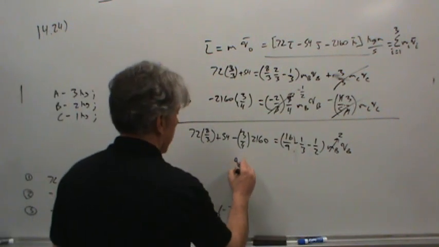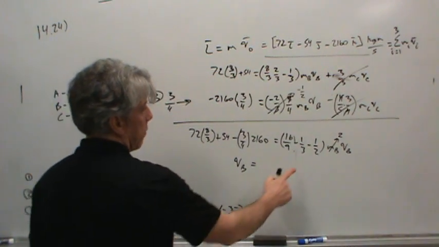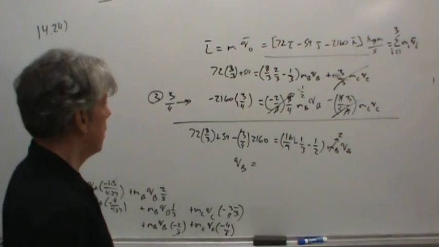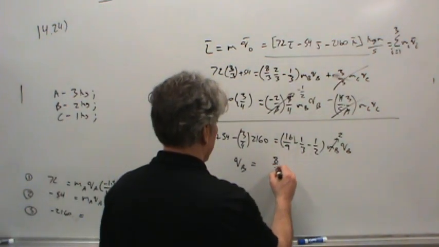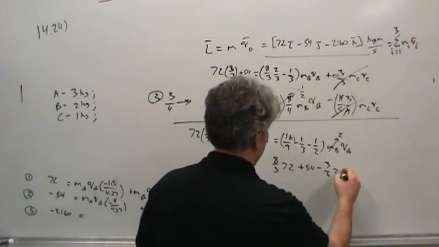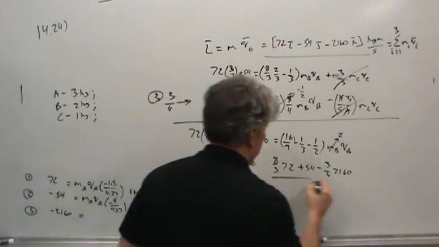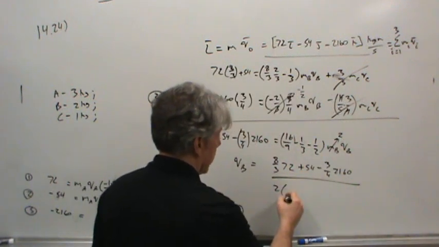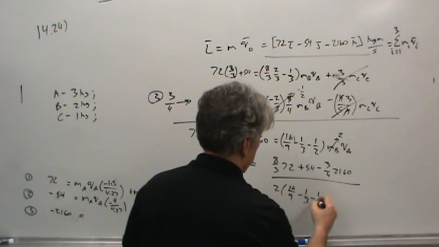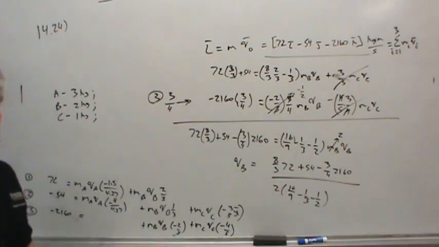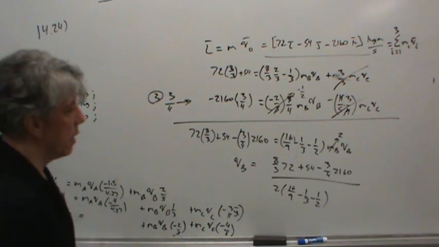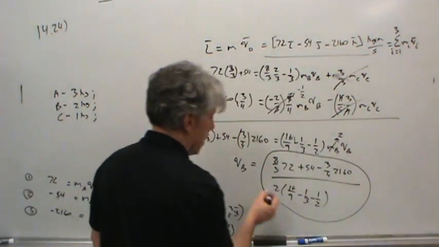So the velocity of B immediately after the explosion, its magnitude at least, should be 8/3 of 72 plus 54 minus 3/4 of 2160, that's the whole left-hand side, divided by 2, that's the mass, times 16/9 minus 1/3 minus 1/2. There's the velocity of B. Okay. If you don't mind, tell me what velocity that comes out to. I know it's a little bit of a mess. There it is.